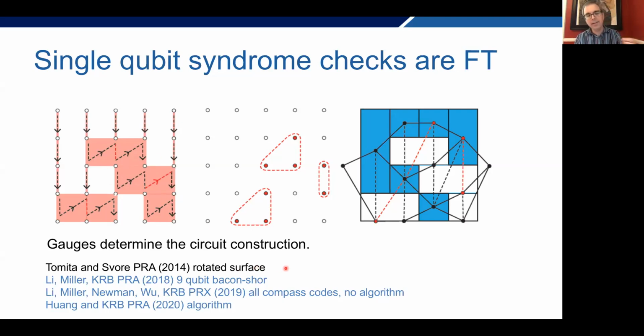So there were hints of this from the rotated surface code Tomita-Svore paper. We showed it for the 9-qubit Bacon-Shor code. We then showed that it should work for all compass codes, but didn't have an algorithm. And in this last work, we actually showed the algorithm and explained how to make the decoding graph. So basically, we know what the correlated errors will be, and then we fix it when we look at our other decoding graph.